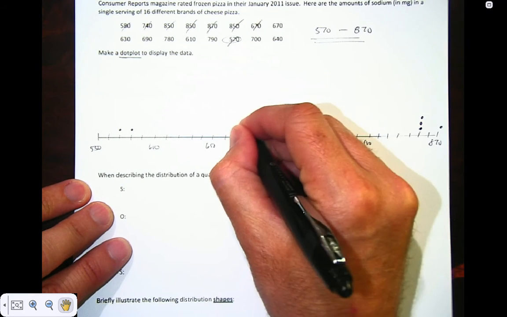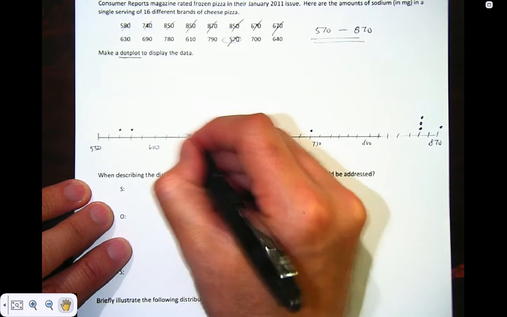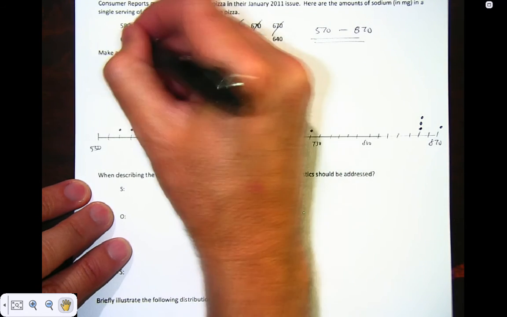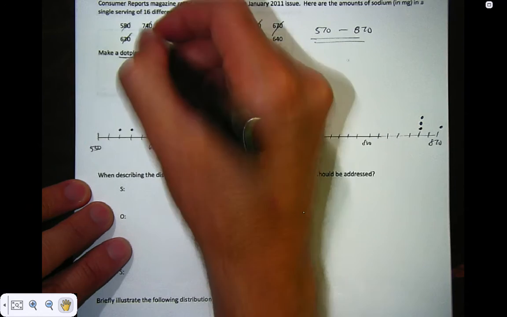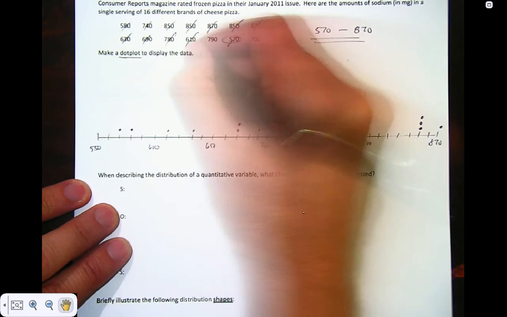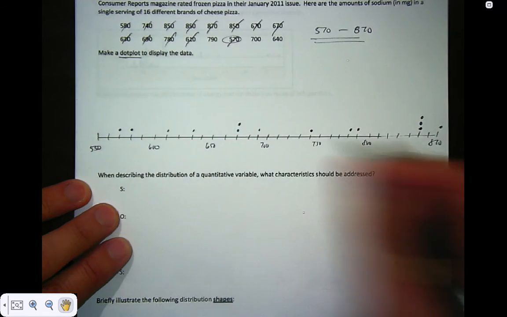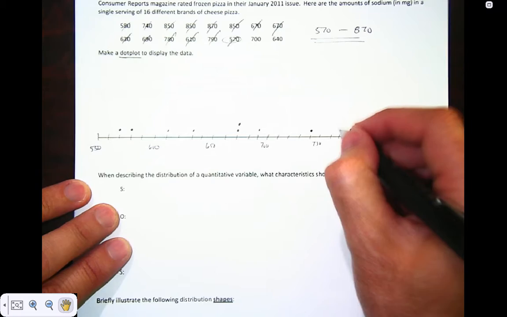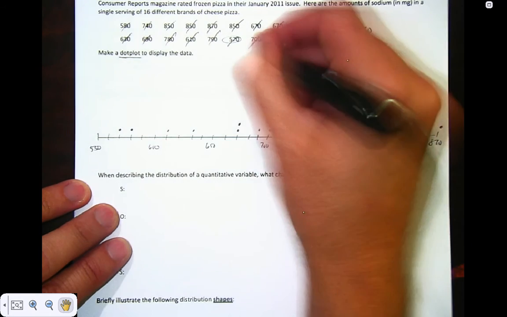another 670, 630, 690, 780, 610, 790, 700, and 640.